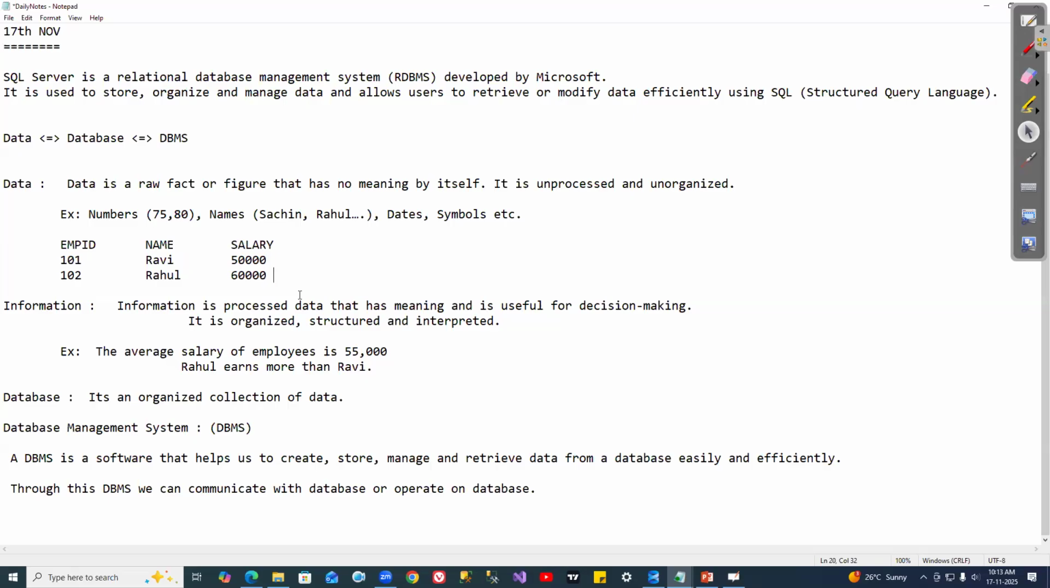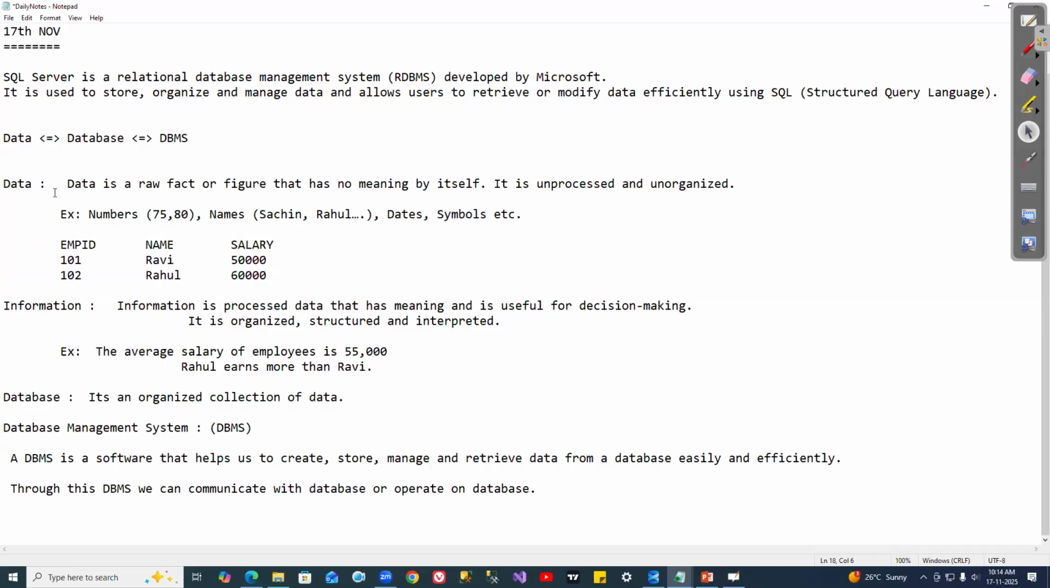Processing data means refining and converting it into something that we can understand and use. Here we just have this information: employee ID, name, salary. It is just data, raw facts. We cannot draw anything from it. You cannot tell anything by seeing this.